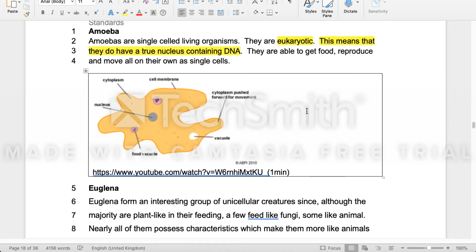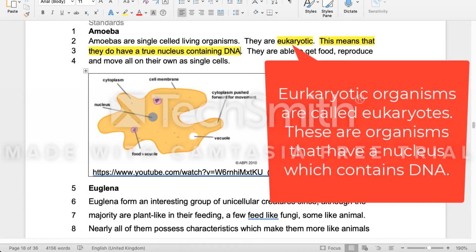And here's the definition of eukaryotic. This means that they do have a true nucleus containing DNA. So, what is the difference between prokaryotic and eukaryotic? If you are talking about a eukaryotic organism, then you are referring to a living thing that has DNA that is enclosed inside of a nucleus.